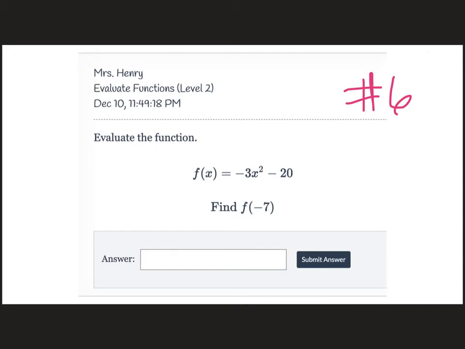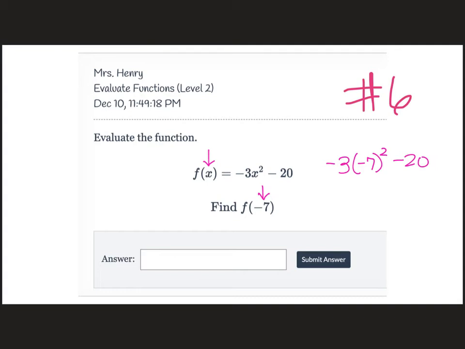It's still evaluating functions level 2. Here's what you're plugging in for x, the -7. So we're going to go here and plug it in. We've got -7 squared minus 20. Now be careful if you're trying to use a calculator to figure out what this is.